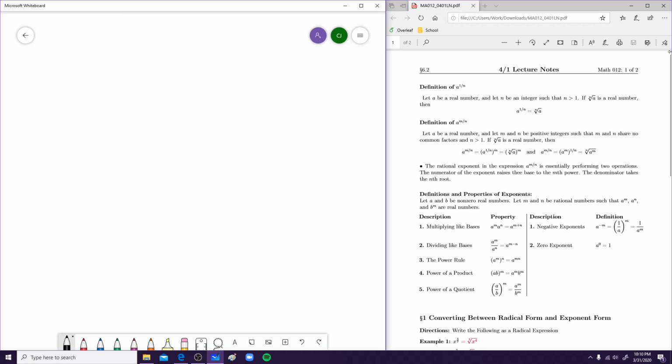Hello everyone. So today we're going to be covering section 6.2. As you can see, there are some definitions you'll have to read. As I do these examples, I will be referring to them.